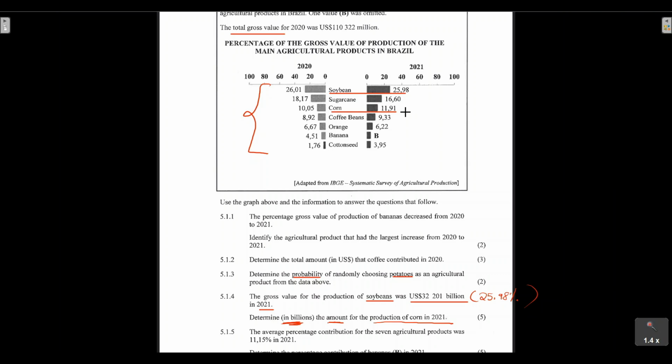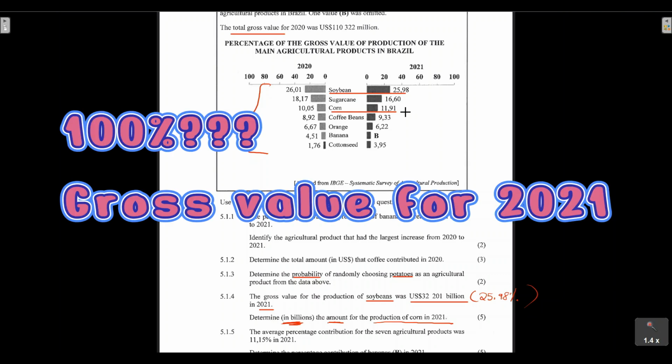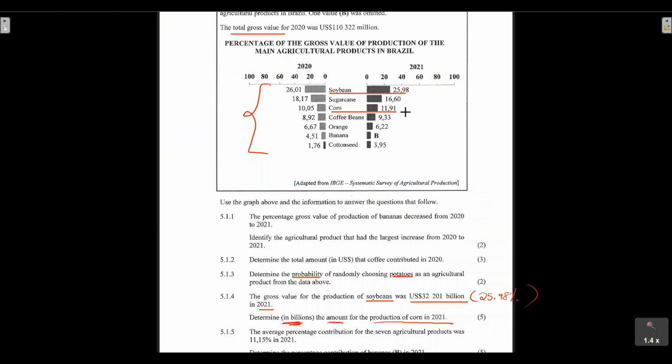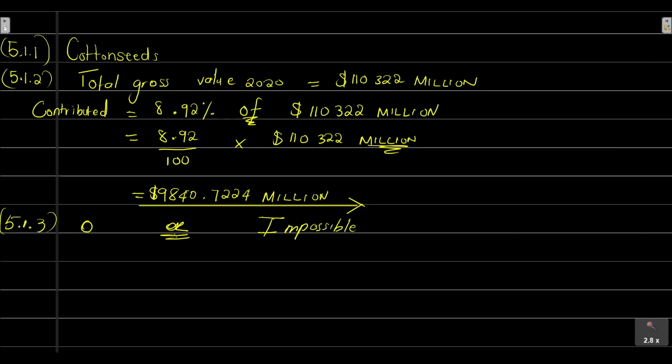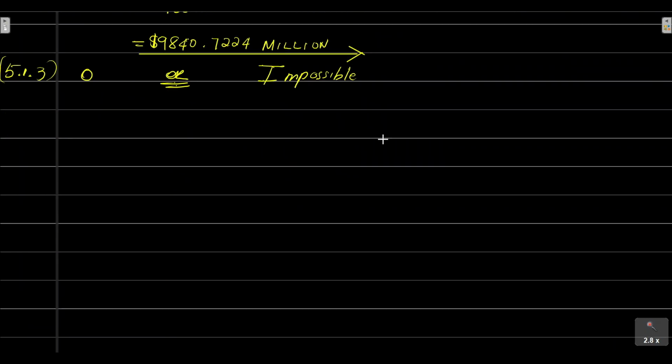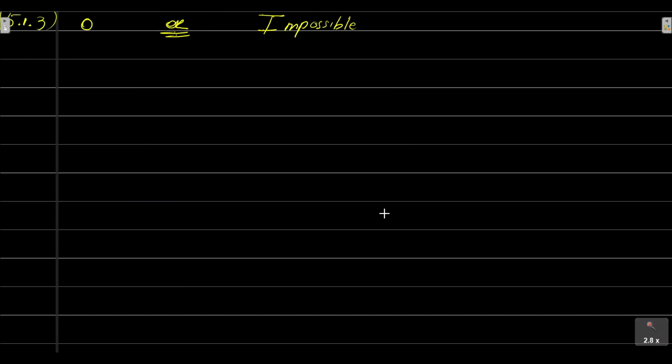Okay, first thing that we want to determine is what is 100% of the production for 2021. We don't know what it is. So that is where we are going to implement those methods that I always talk about, where you think about multiply by what you want, divided by what you have, right?